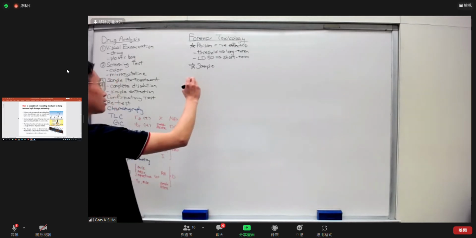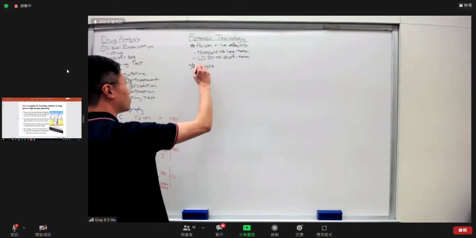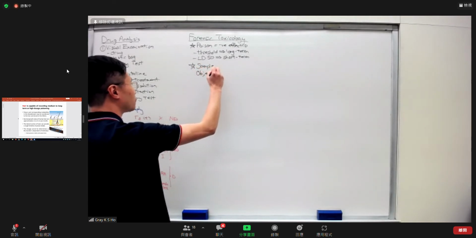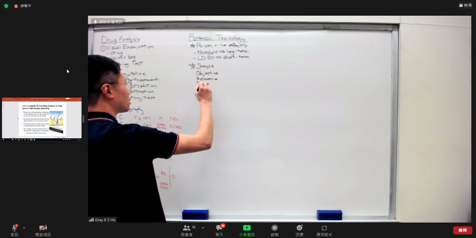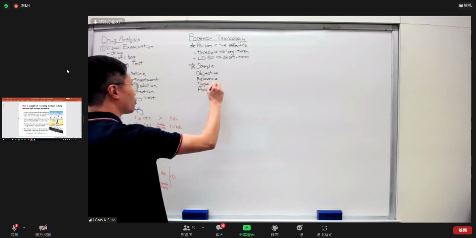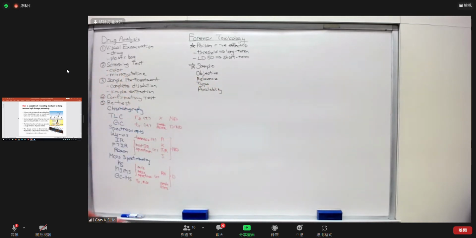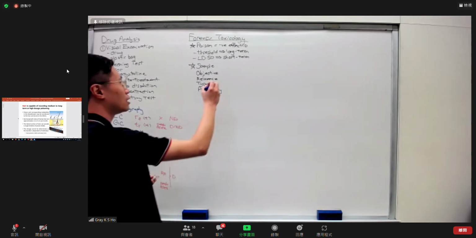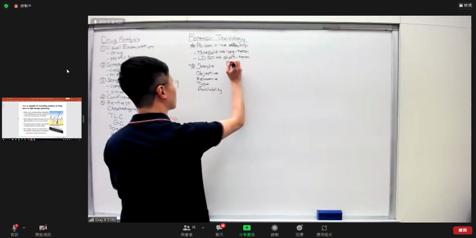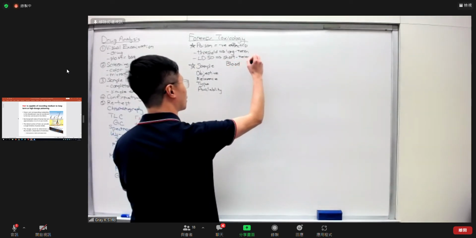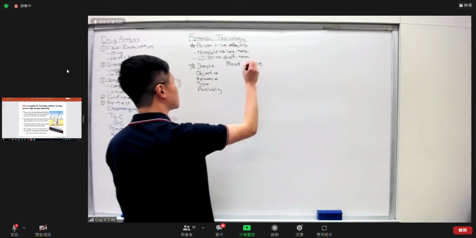For the parameters that we need to consider, that will be related to the objective, the relevancy, and also the type of poison to be analyzed, and lastly, the availability as well. Last time we started to talk about two such kinds of samples already. The first one is the blood sample, and the second one that we have been talking about is the urine sample.